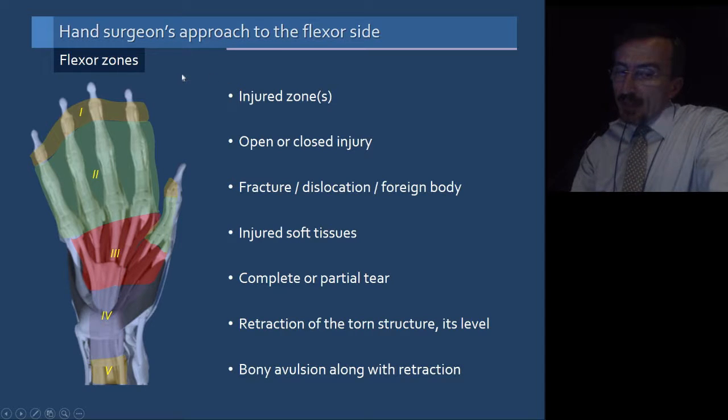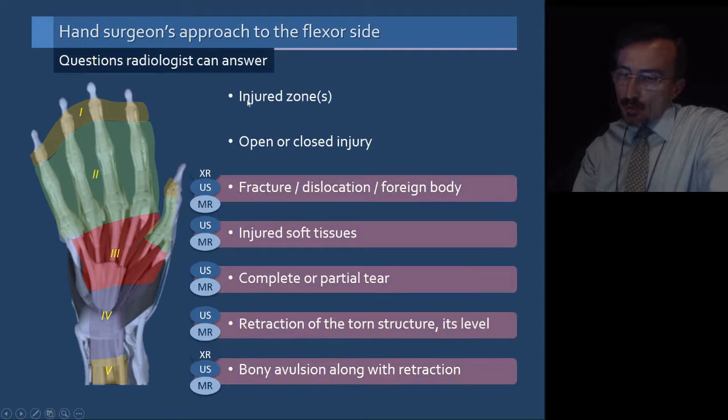So there is this definition of flexor zones, which the hand surgeons use actually. The hand surgeons want to know about the injured zones, whether the injury is open or closed, and it is those questions here that we as radiologists are helpful to them. And it is not only with MRI, but also with plain films and ultrasound that we can help in some of them. And almost all of them also can be helped with ultrasound.